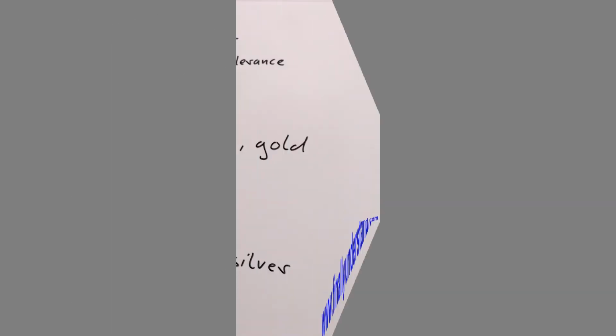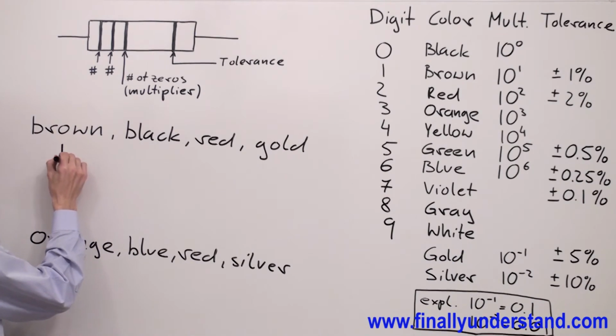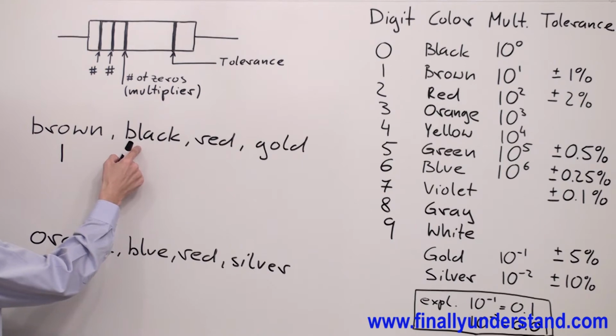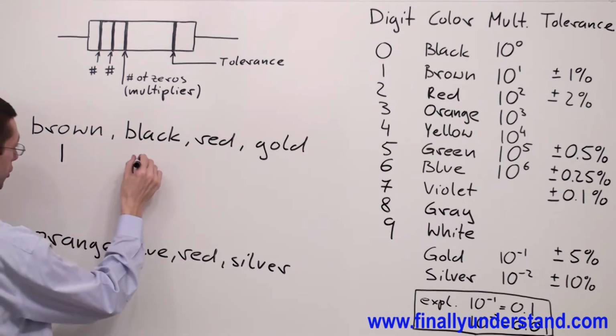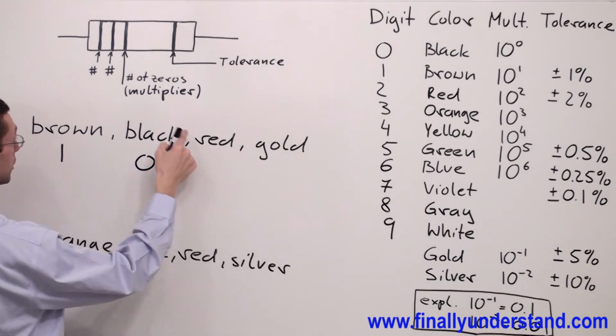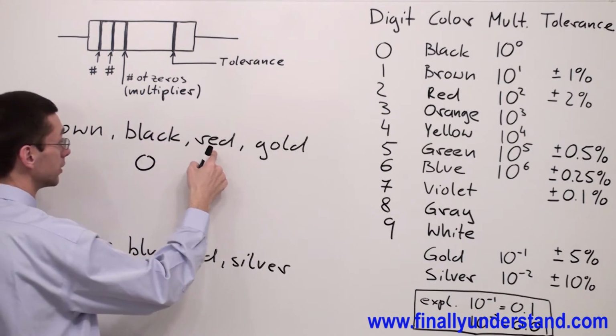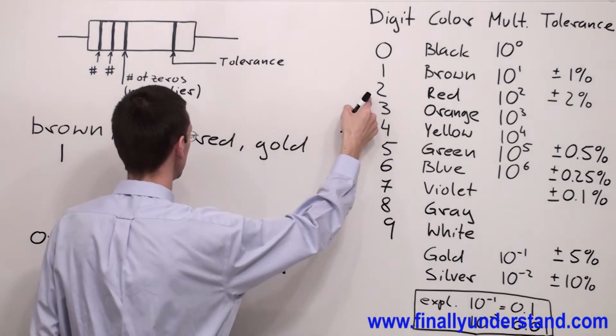Let's take a look at the following resistors. We have first one, brown, black, red, gold. First band represents the digit, which is 1. Black represents 0. Red is my multiplier or number of zeros, because red represents digit 2.